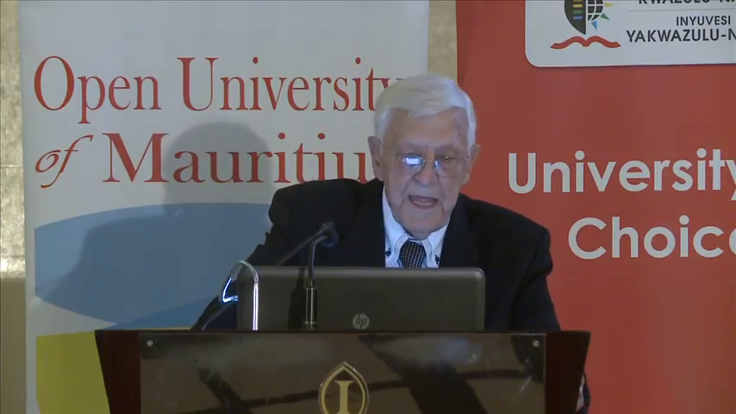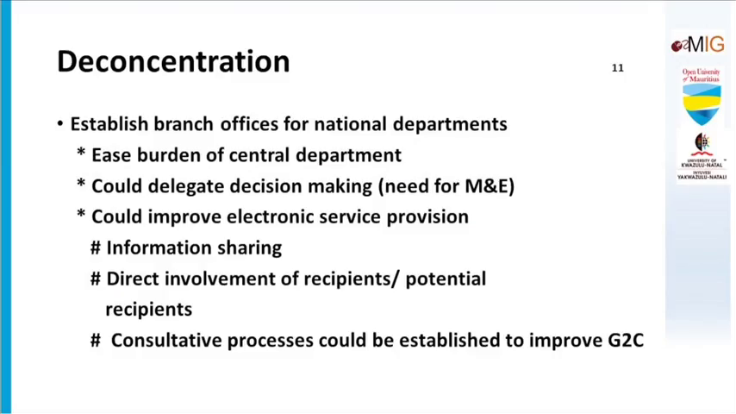And then the last point is just that the capacity of the region to provide that service, I think, is particularly important. One form of, and that is a very weak form of decentralization, is deconcentration, but that simply implies that you make use of branch offices for departments. It eases the burden of the central department.